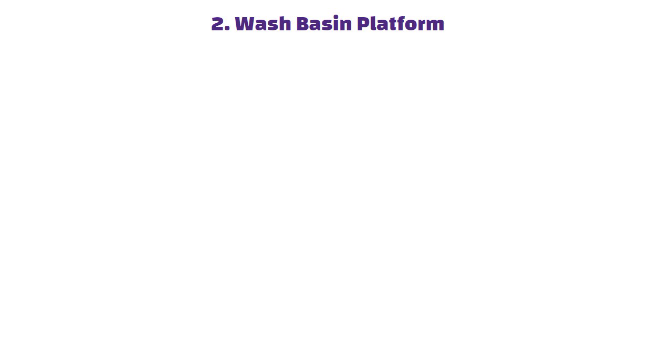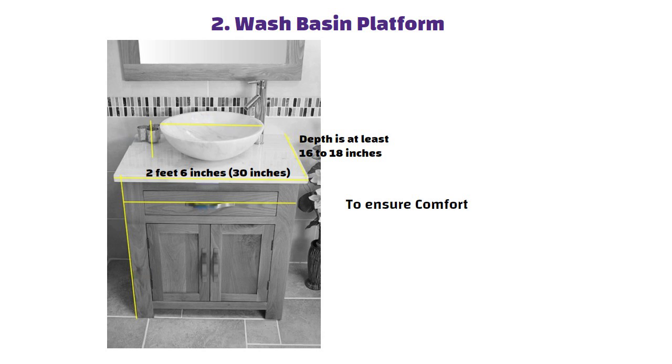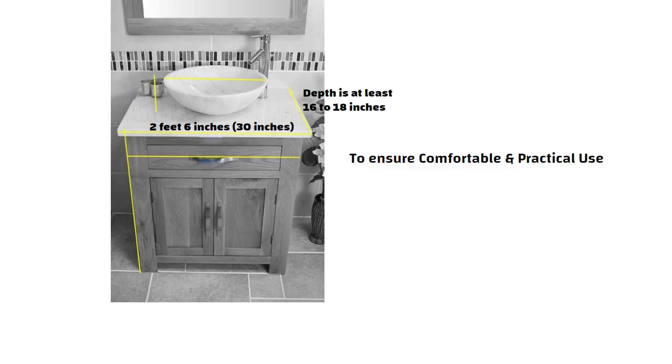Wash basin platform. The minimum recommended width for a wash basin counter is 2 feet 6 inches, that is 30 inches. However, make sure the depth is at least 16 to 18 inches to ensure comfortable and practical use.